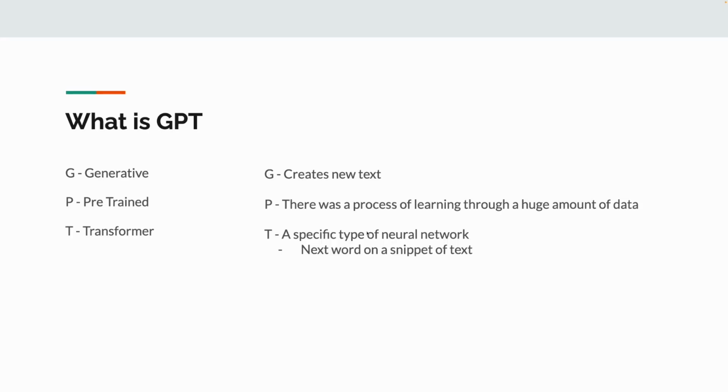So what is GPT? It stands for Generative Pre-trained Transformer. The generative part means that it generates new text. The pre-trained part just means that there was a process of learning through a huge amount of data. The transformer part is a specific type of neural network, a neural network that essentially tries to guess the next word on a snippet of text in this particular case.